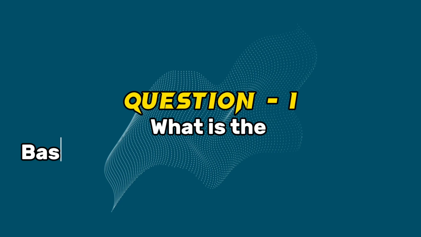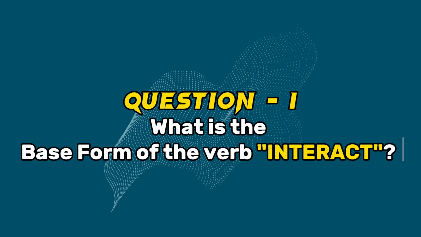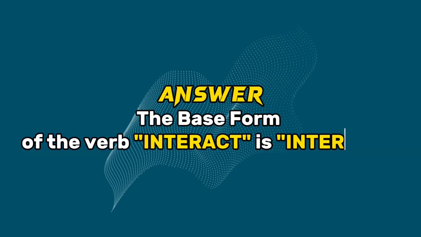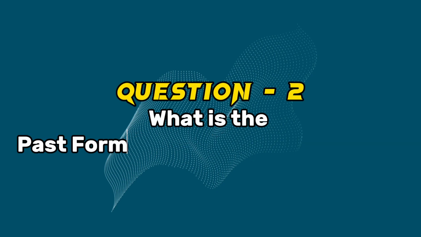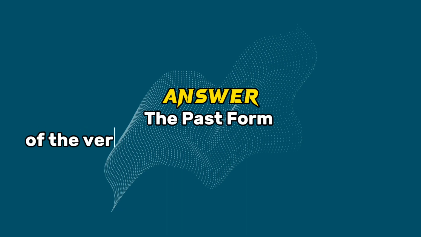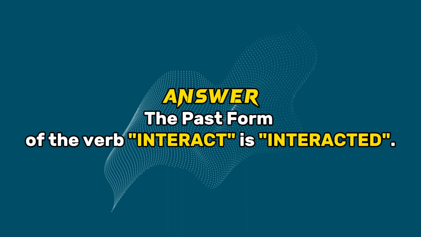Question 1. What is the base form of the verb interact? Answer. The base form of the verb interact is interact. Question 2. What is the past form of the verb interact? Answer. The past form of the verb interact is interacted.